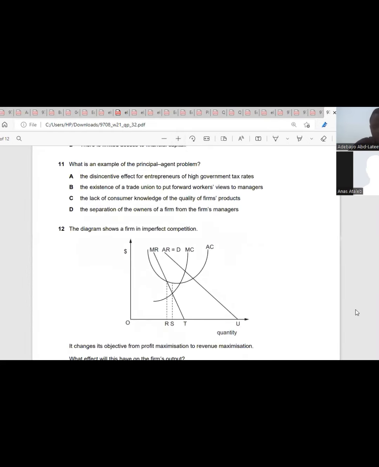Question 11. What is an example of the principal agent problem? It's always the same thing. The owners want to maximize profit, but the directors or the managers feel that is not what should happen right now. So that means they have different opinions about situations. So what do you think the answer is? D. D, right? Yes. Great. Question 11, D. Question 12.